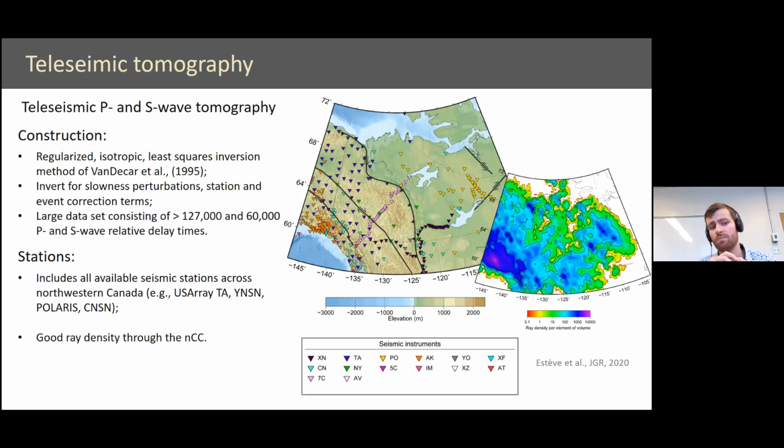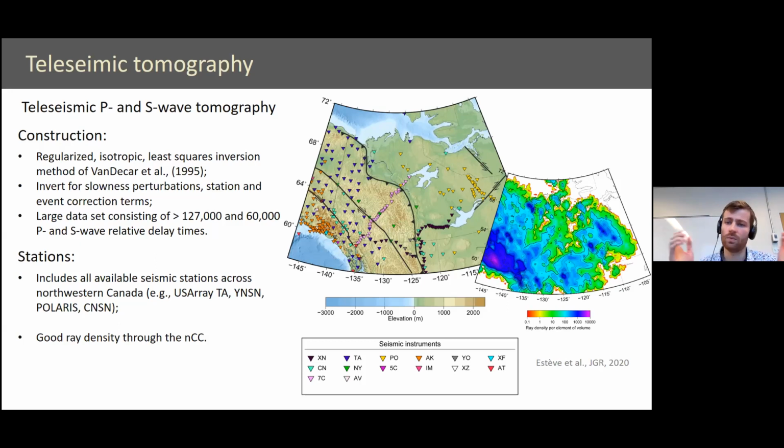In order to construct this model, we used a well-known method from Jeannot VanDecar in 1995, which is the regularized, isotropic least squares inversion method, which inverts for slowness perturbations, station, and event correction terms. And here we used a very large data set, which consists of more than 127,000 P and 60,000 S wave relative delay times.